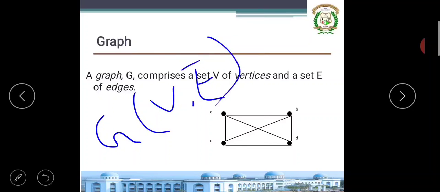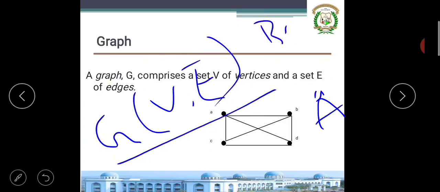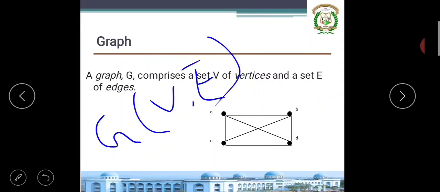We define a graph like this: G of V, E, where V is a set of non-empty vertices. In any graph, vertices should not be zero. There may be a minimum of one vertex, but edges may be zero also. That graph is called a null graph. Suppose I take one point or two points and give them names A, B. No doubt it is a graph, but I call it a null graph. So we understood.